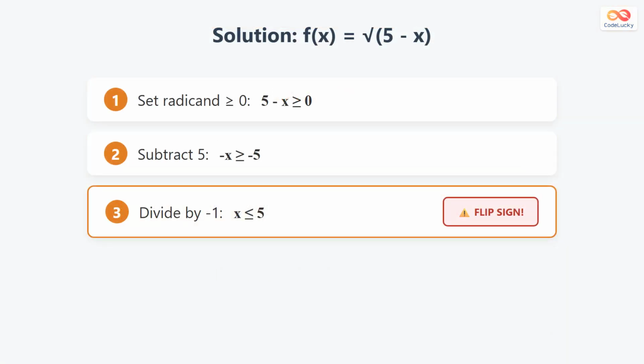First, set the radicand 5 minus x greater than or equal to 0. Subtract 5 from both sides to get negative x is greater than or equal to -5. Now, we must divide by -1 to isolate x. Remember, when you divide or multiply an inequality by a negative number, you must flip the inequality sign. So, our answer becomes x is less than or equal to 5.